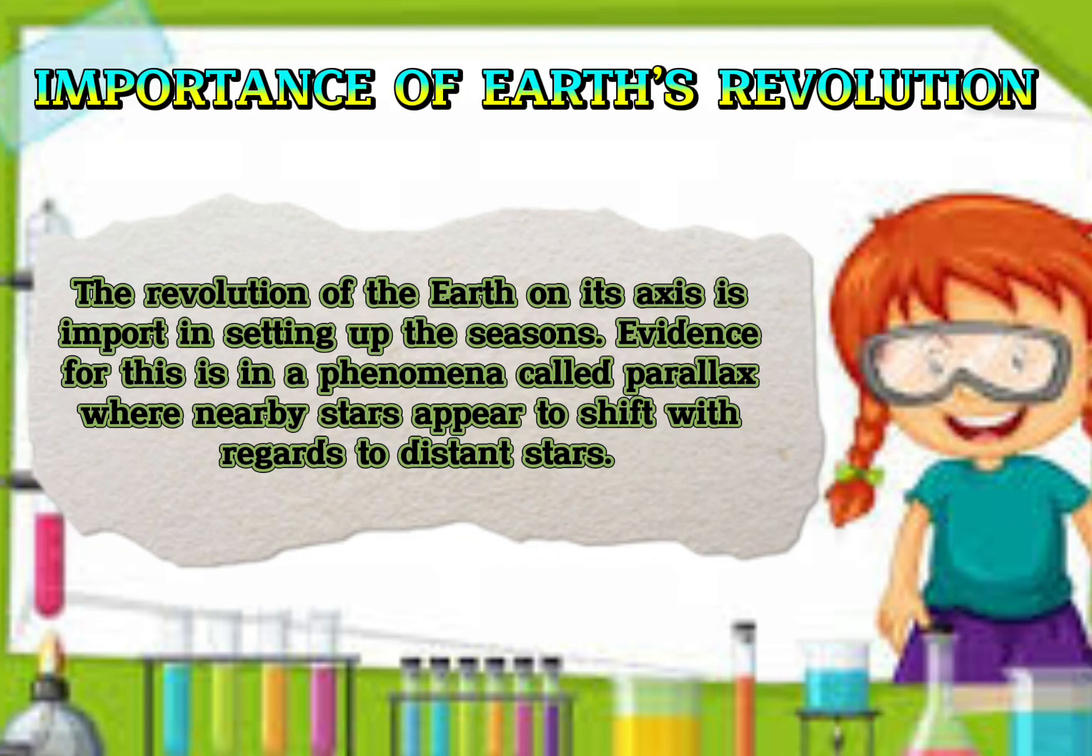And now here's the importance of Earth's revolution. The revolution of the Earth around the Sun is important in setting up the seasons. Evidence for this is in a phenomenon called parallax, where nearby stars appear to shift with regard to distant stars. The direction of Earth's revolution is in the direction of its rotation.